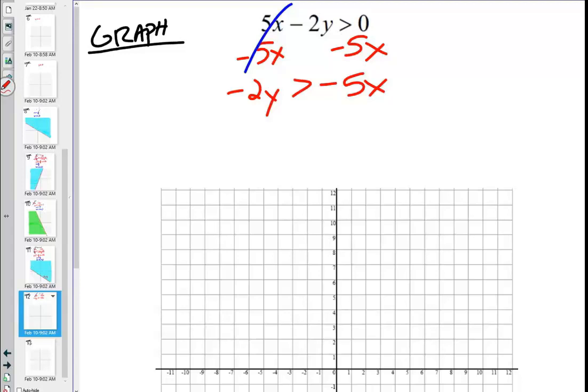The last step. Y by itself. Cancel out the y. Danielito, we want to get the y by itself. What's the last step? Divide by negative 2.